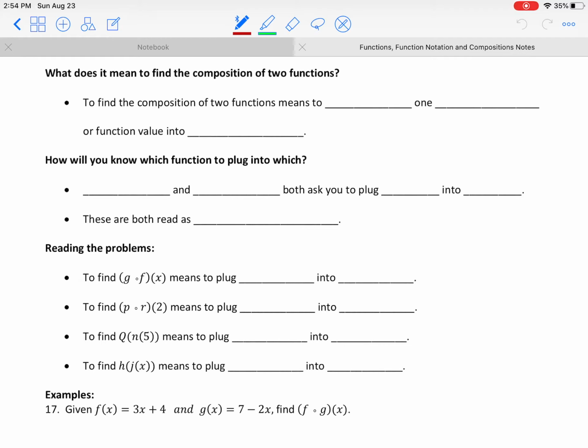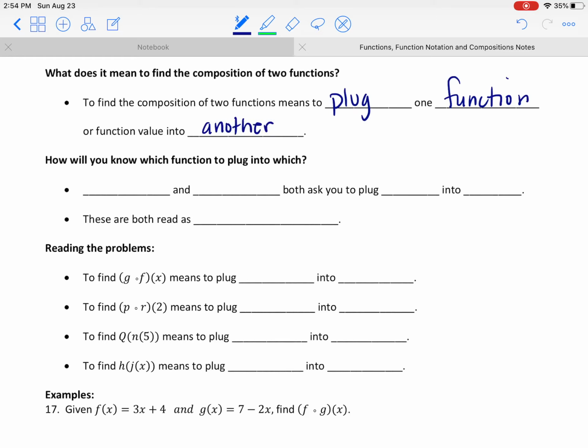But for now, what it means to find the composition of two functions is you're going to be creating a new function that is composed of two others. So in essence, what happens is one function gets plugged into another. So instead of finding f of 4 where you plug a 4 into a function, you're going to be finding f of g of x where you take a whole function and plug it into the other. So to find the composition of two functions means to plug one function, an entire function or function value, into another.